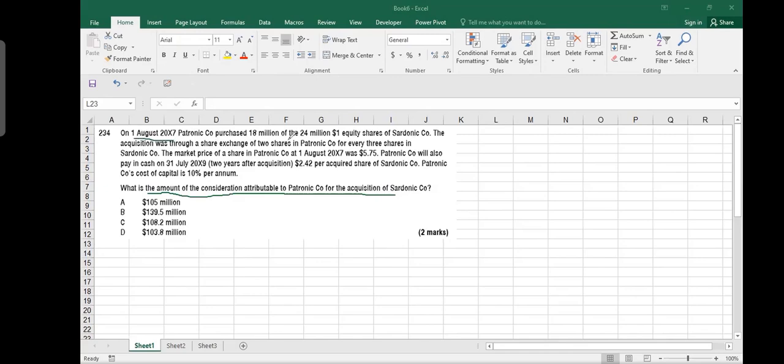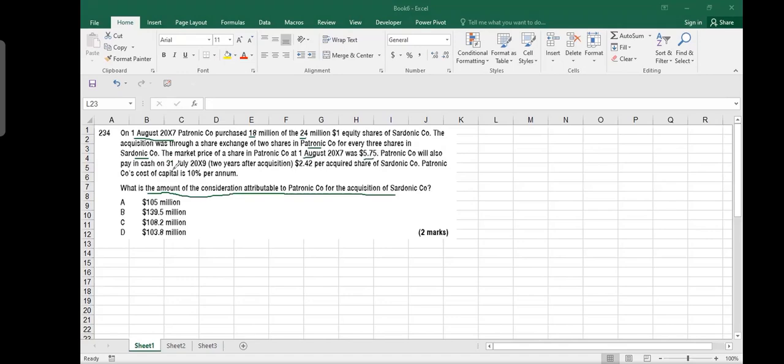Petronic company purchased 18 million of the 24 million equity $1 shares. So it is buying 18 million out of 24. Probably it is something like 75%. The acquisition was through a share exchange of 2 shares in Petronic for every 3 shares in Sardonic. So the parent is giving its 2 shares for getting 3 in the subsidiary. So 3 shares of subsidiary are purchased, and in return 2 in the parent are given. The market price of a share in Petronic company on 1st August is 5.75.